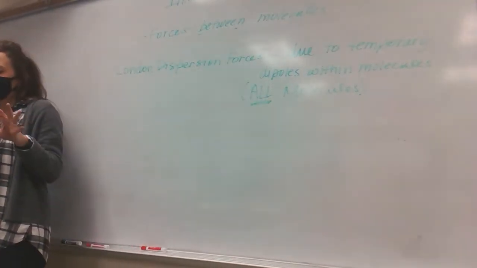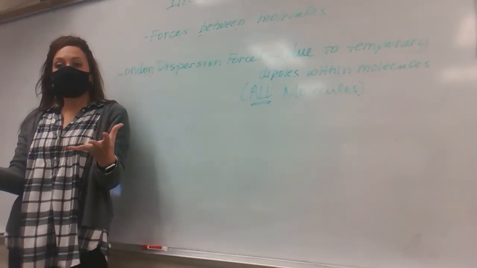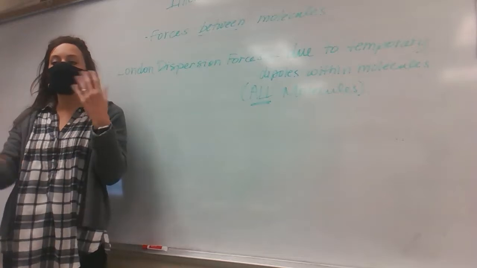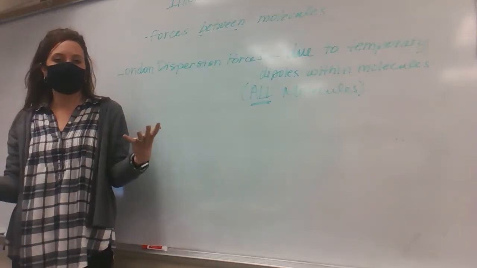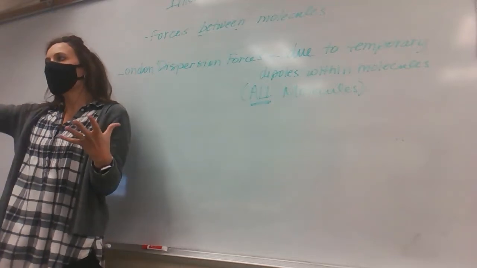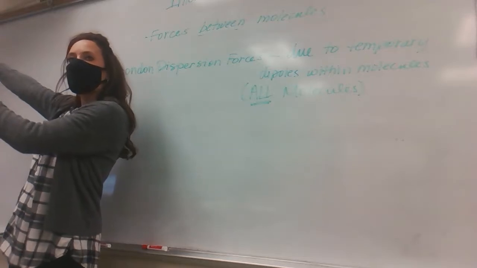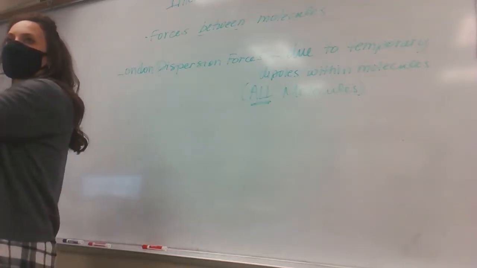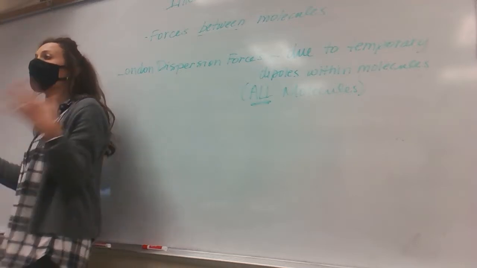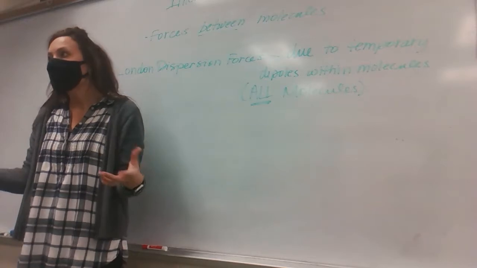Temporary dipoles means they're not permanent like the ones we talked about with the polar molecules yesterday. They're temporary. Electrons are in constant motion, so at any given minute, second, nanosecond, there could be more electrons on one side of the molecule than the other. Just like in our hallway during passing period, at any given second, there could be more students in E than W. Within a molecule, you could have more electrons on one side than the other, temporarily.